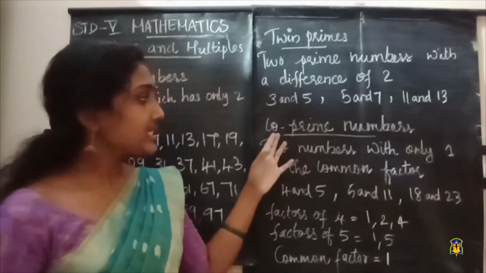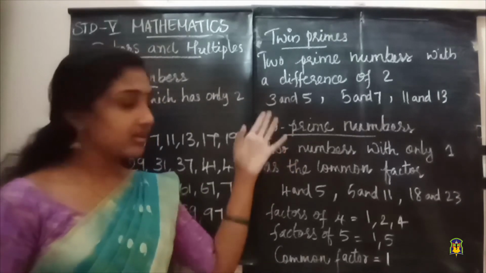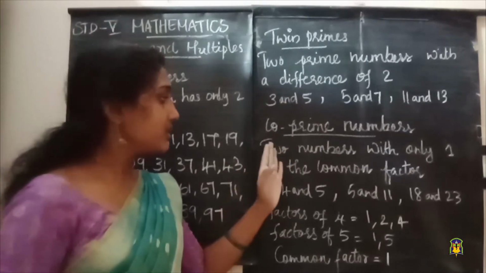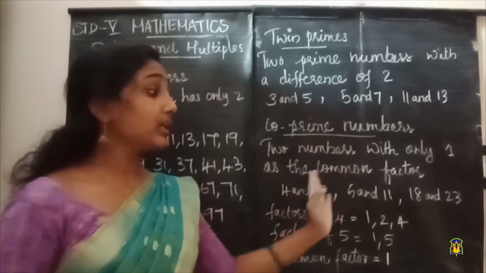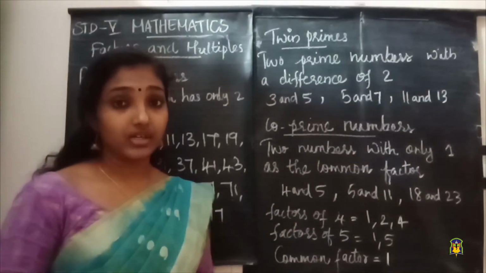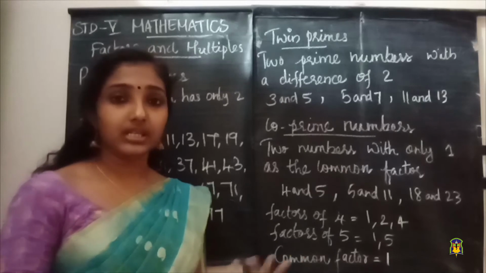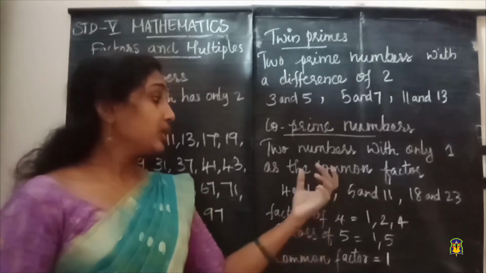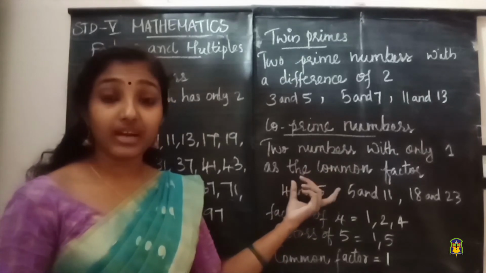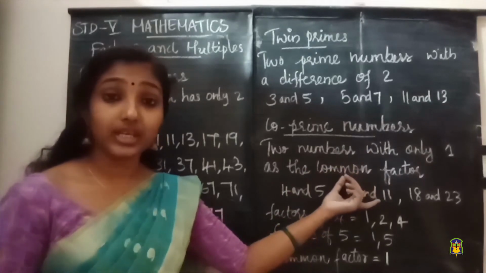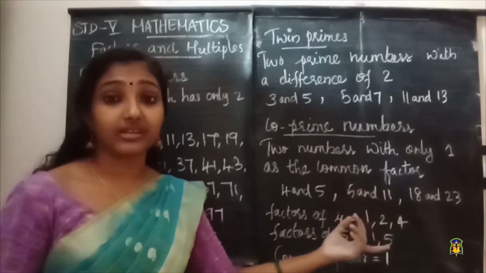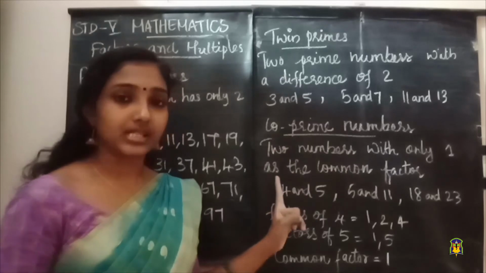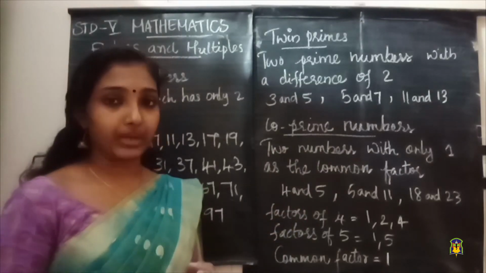Okay. Next is co-prime numbers. Let's check what co-prime numbers are. Okay. So, two numbers with only 1 as the common factor. These can be prime numbers or composite numbers. The two numbers have only one common factor, and that common factor is 1. Two numbers with only 1 as the common factor are called co-prime numbers.